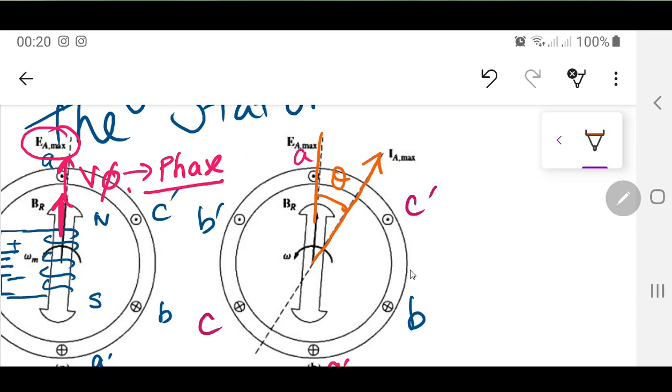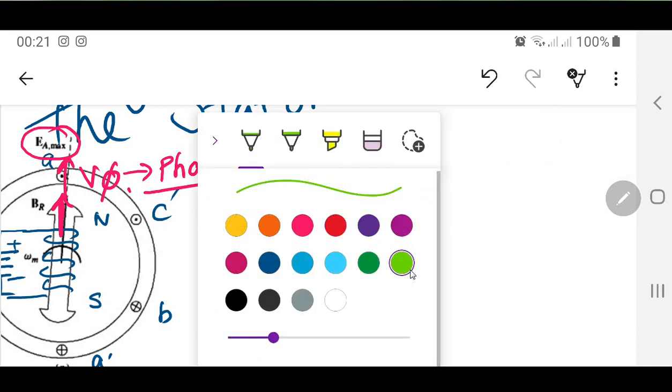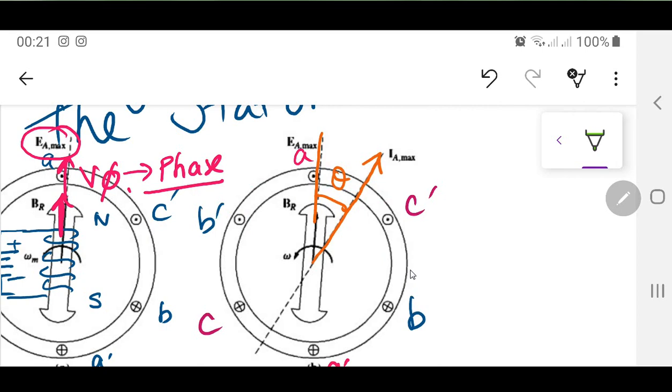Now one thing very, very important, we still don't know where is V phase. So this IA max is actually the peak value of the current, because this is lagging behind the EA voltage waveform because of the load that is attached over there. So this current is actually going to produce a magnetic field of its own, and this magnetic field is going to be produced by the stator winding. These windings over here, this winding, this winding, this winding.